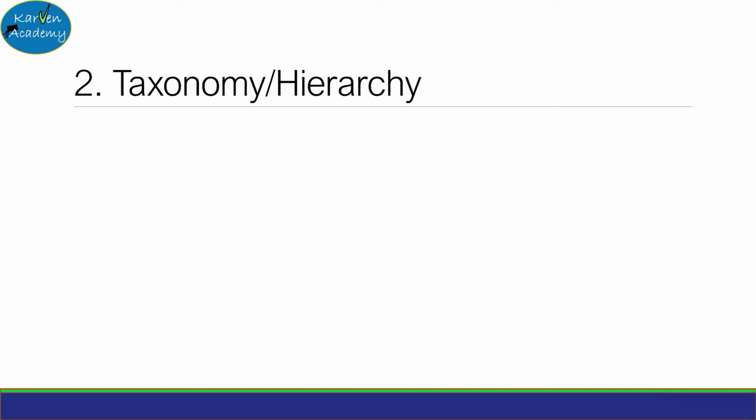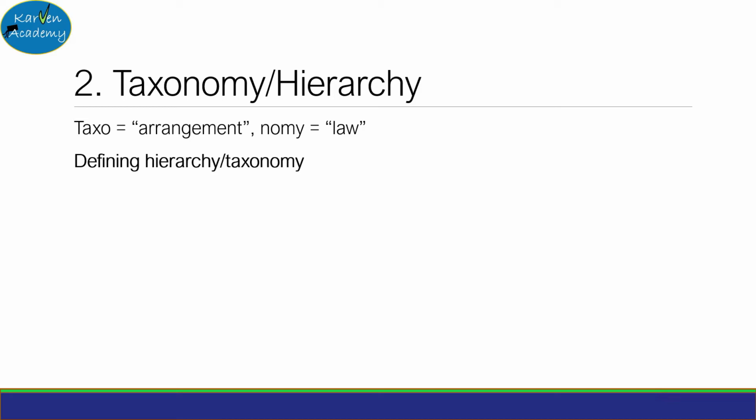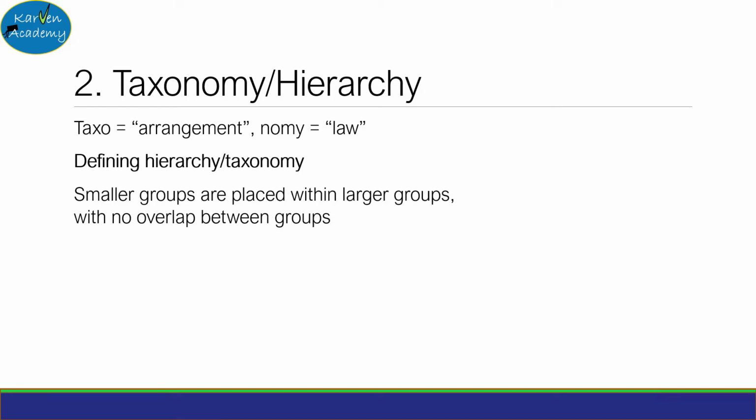Another way of classifying organisms is via taxonomy or hierarchy. These terms are almost exactly the same, and the word taxo means arrangement and nomi means law. Here, the organisms are arranged according to a set of rules. The specification defines this hierarchy/taxonomy as smaller groups placed within larger groups with no overlap between them.